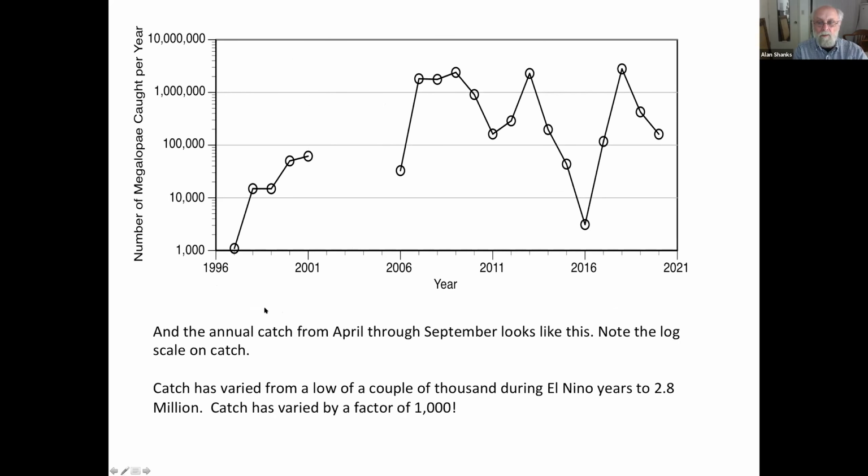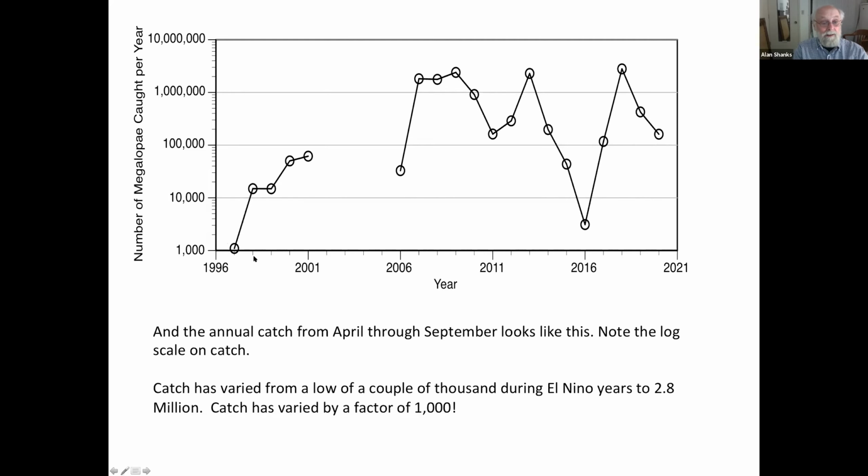This is what the data looks like over the roughly 20 years that I've been doing it. Time is years, the vertical axis is number of megalopae caught from April through September, and it's a log scale. The first 5 years of data were supported by NOAA, and then I didn't have any money, so I didn't collect any data. And then from 2006 onward, the research has been supported by the Oregon Dungeness Crab Commission.